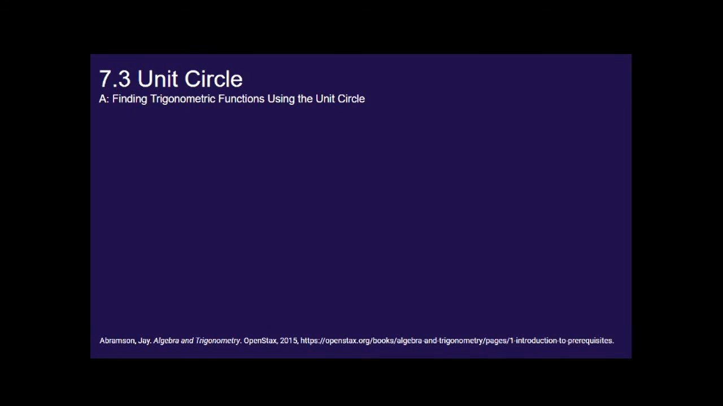This is 7.3 unit circle. The first subsection of this section is finding trigonometric functions using the unit circle, and this is from the OpenStax Algebra and Trigonometry book.